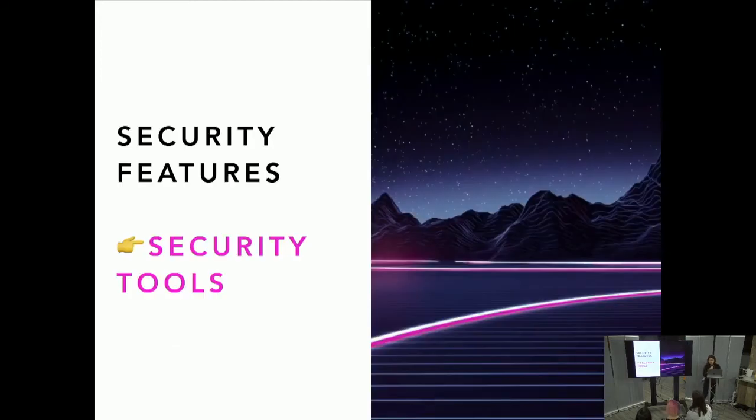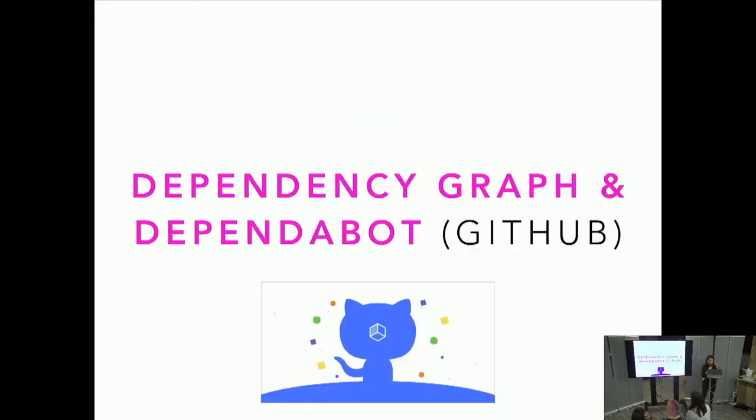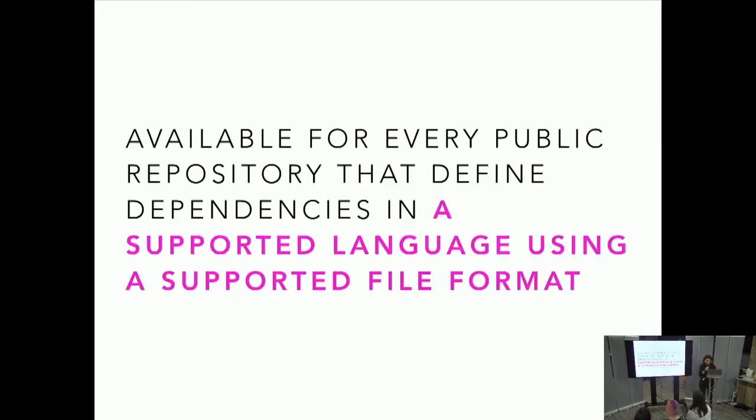Let's go to the security tools now, because I've presented you the security features with the CSP and the SRI. So who here is familiar with the dependency graph and Dependabot on GitHub? Which, by the way, are free tools. So the dependency graph is available on every public repository by default. You have to activate it for your private repository. And it will define dependencies in a supported language using a supported file format.